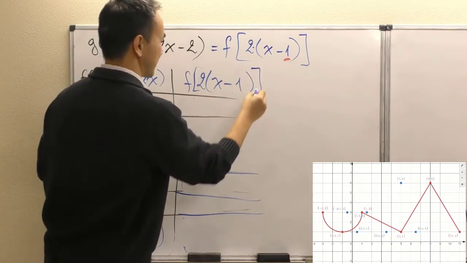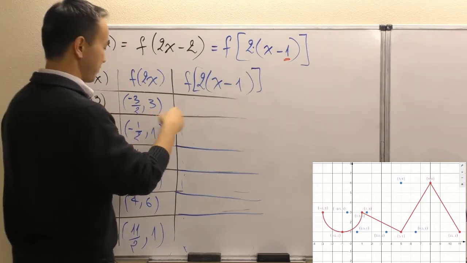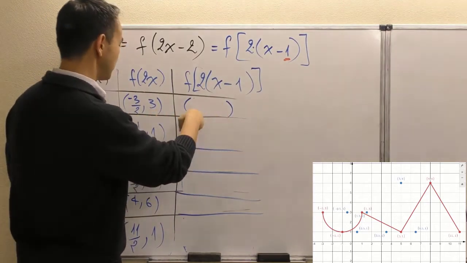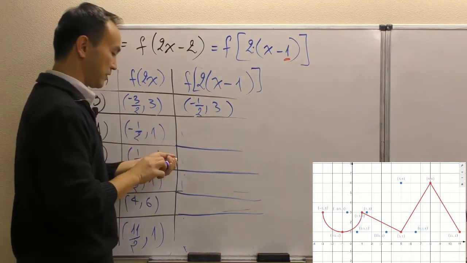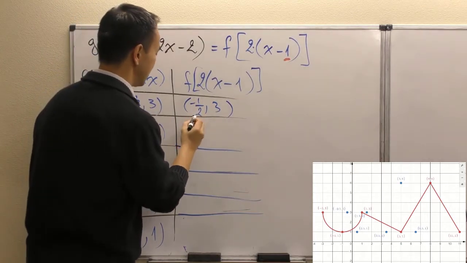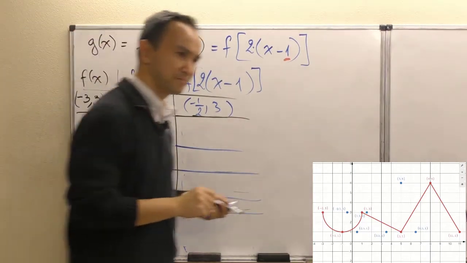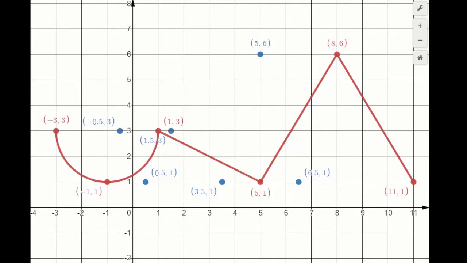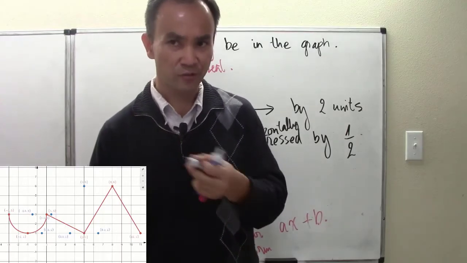Now 1 plus minus 3 halves gives me minus 1 half, comma 3. Minus 1 half, comma 3. And that is the first point of our final guiding point. It lands right here, the first point right there. Looks pretty okay so far, but let's check the rest of them.